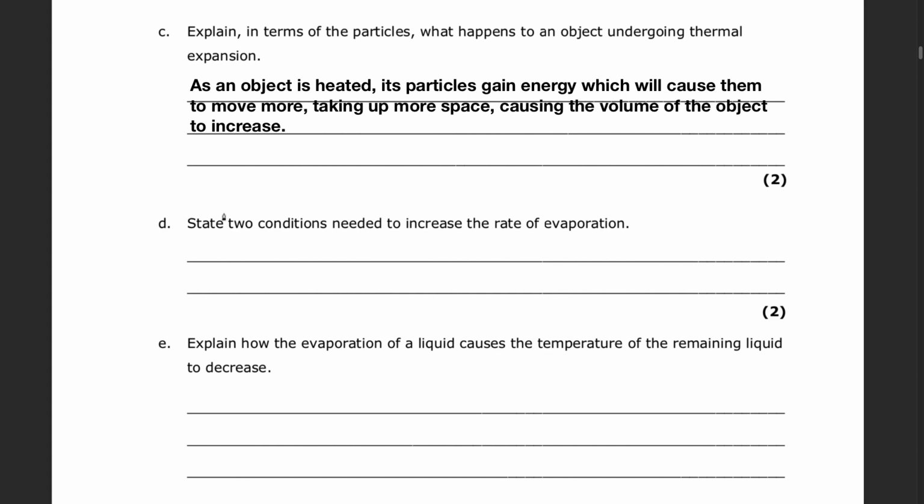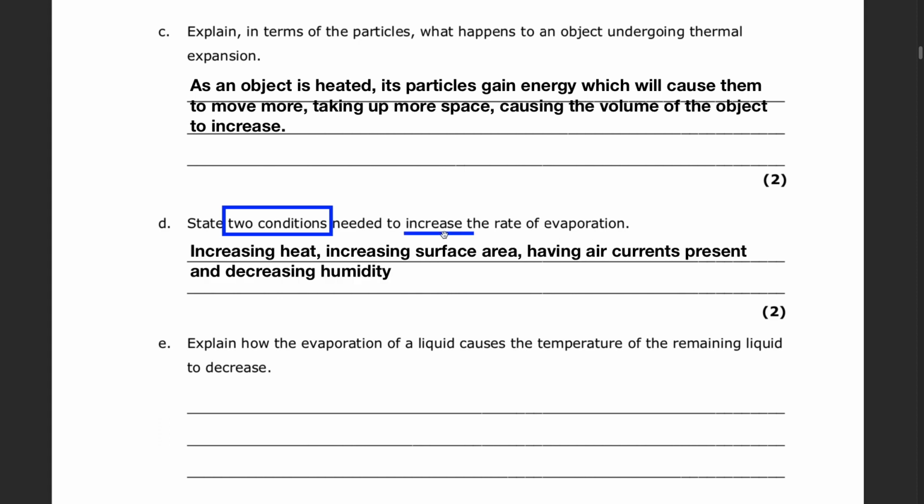Now, even though the question asked us for two conditions, I'm going to write all four of them. So to increase the rate of evaporation, not just to affect it, but to increase it, you can increase the heat or the temperature, increase the surface area, like we had mentioned with salt pans, having air currents present, and decreasing the humidity. Now, in the case of this question, any two of these would have been correct, and you would have gotten all of the marks.